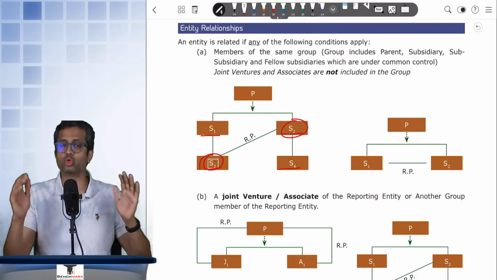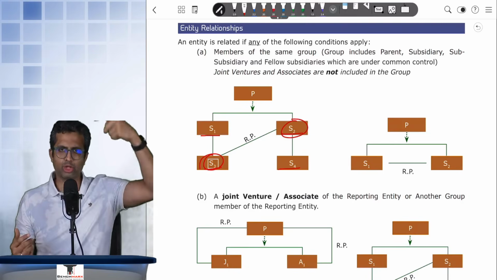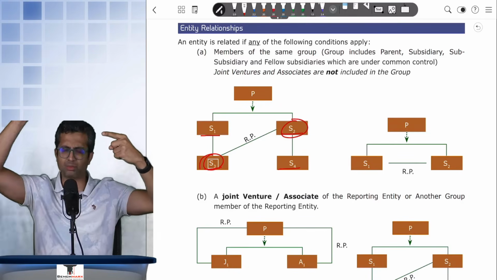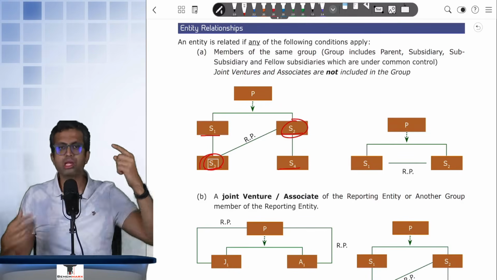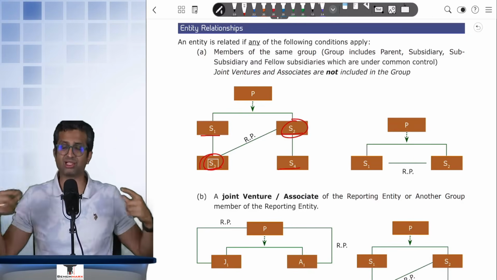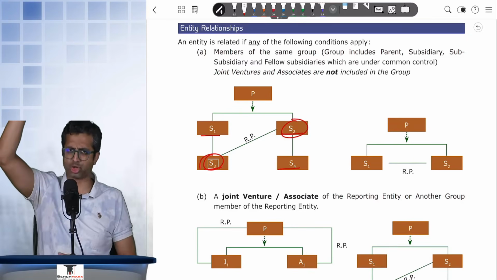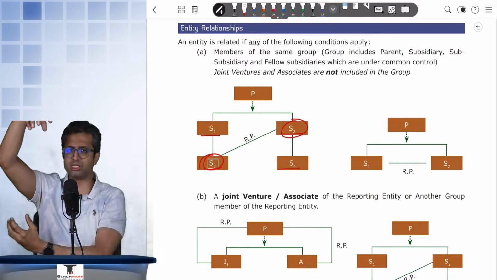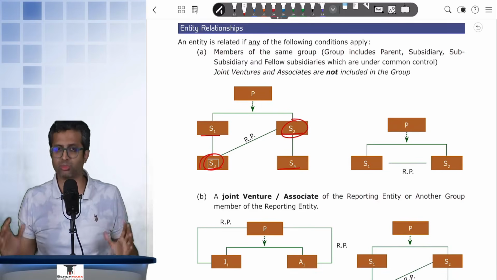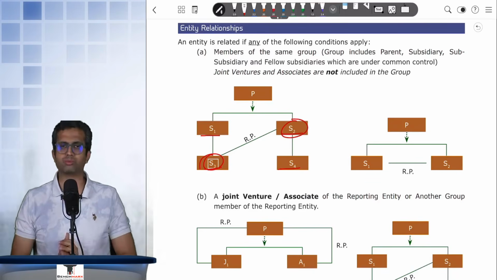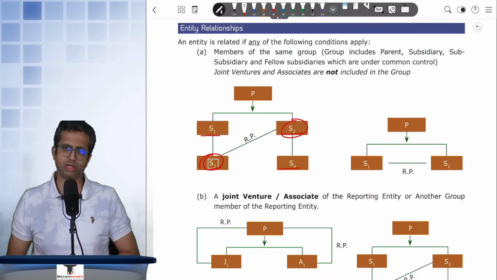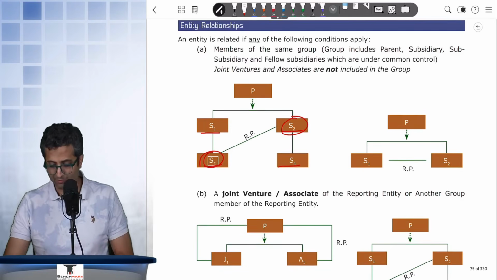It is important to figure out who all are your group members. That is usually your parents, including the ultimate parents, subsidiaries, including your sub-subsidiaries, and even fellow subsidiaries that are under the common control. Like there may be Tata Sons as a common parent, and Tata Steel and TCS, both of them are subsidiaries, for example, of Tata Sons. They will be treated as members of the same group, and all of these are treated as related parties. Now, that is your first clause.